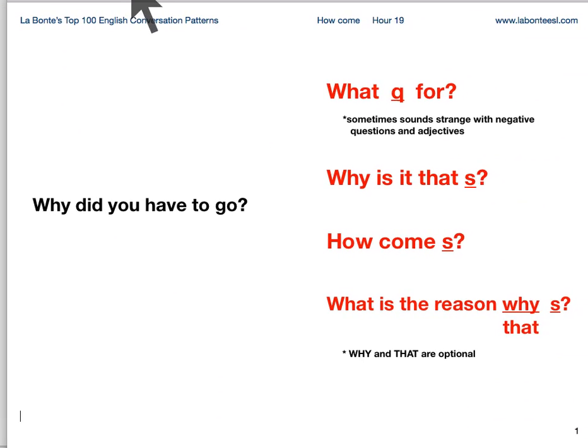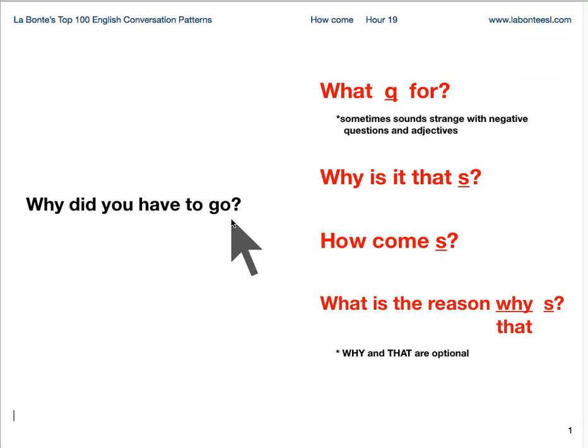What I do is I will give you a sample question with why. On the side here, there are 4 alternatives. The only exceptions are with this pattern. Sometimes it sounds strange with negative questions and adjectives. And I don't know why that is, but there are some exceptions. And in this pattern here, why and that are optional. You don't need to use them if you don't want to.